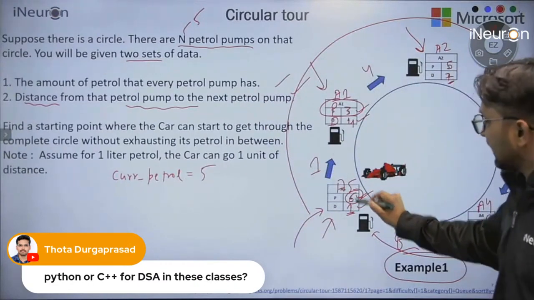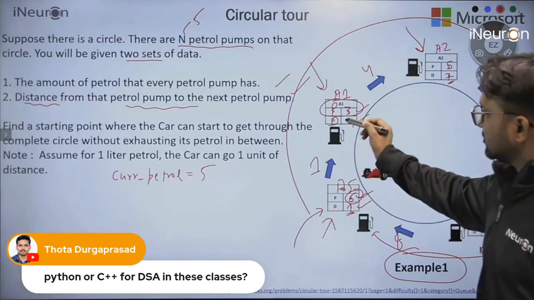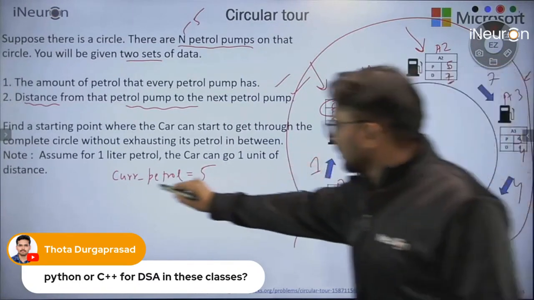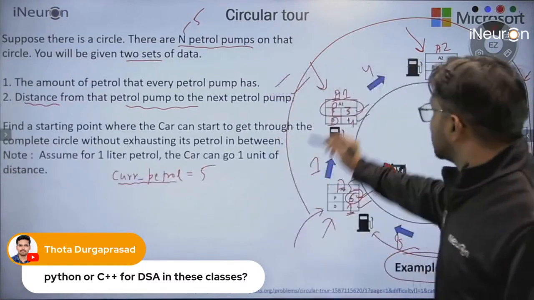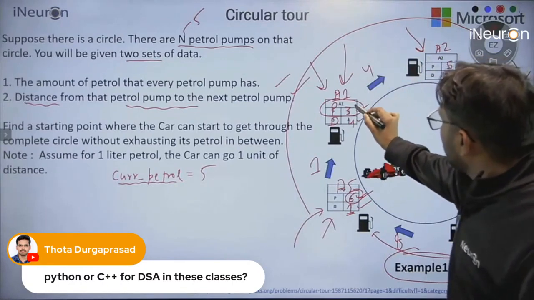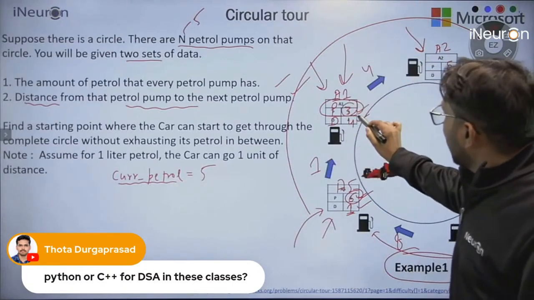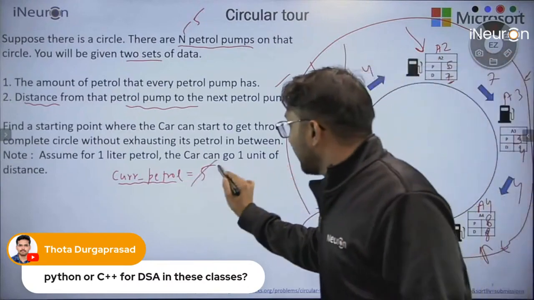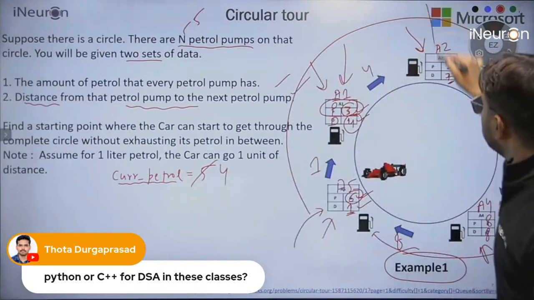6 liters of petrol was there, and 1 liter I have already consumed because the distance was 1 kilometer. So the petrol left with me after reaching here is this. And from here to here, the petrol I get is 3 and I consume 4. I consume 1 more unit, so the petrol left with me is 4 after reaching here.